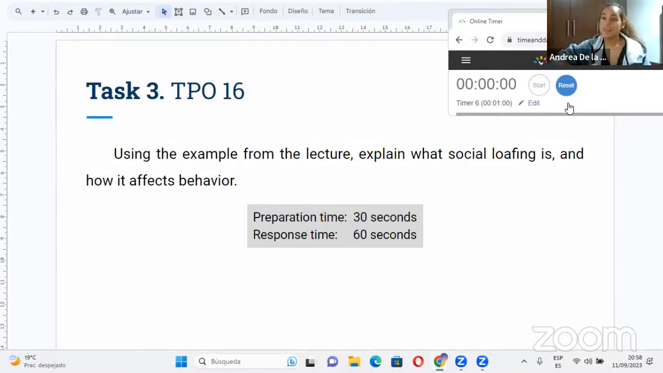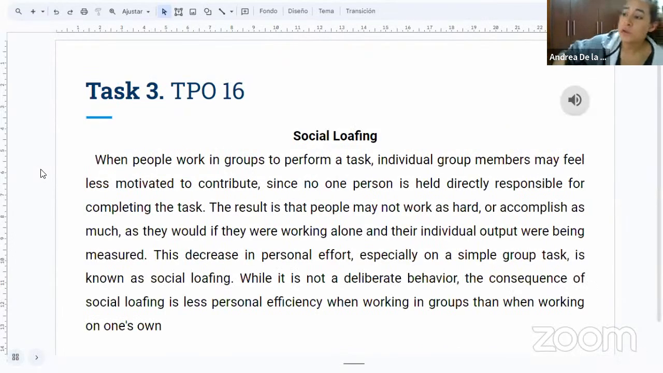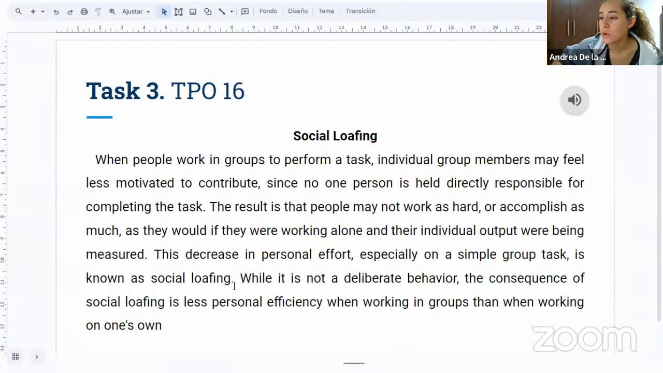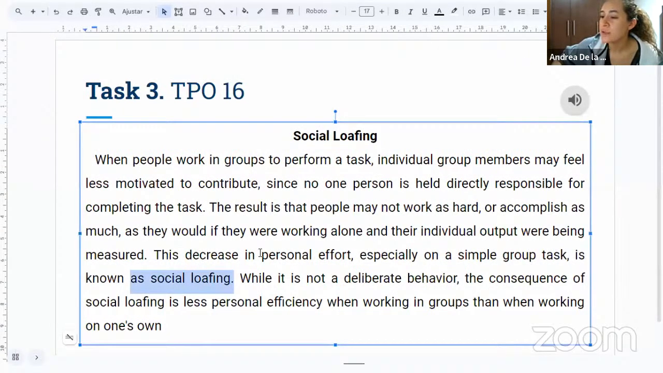Okay. Does he say that he thinks that it's better when you work alone? Don't make assumptions, right? Because he doesn't give his opinion. He's pretty much objective. He's just explaining this. But yes, you had the correct definition. Social loafing is this decrease in personal effort, right? The decrease in personal effort, especially in a simple group task, is known as social loafing. So it's the decrease in personal effort when you're working in groups.